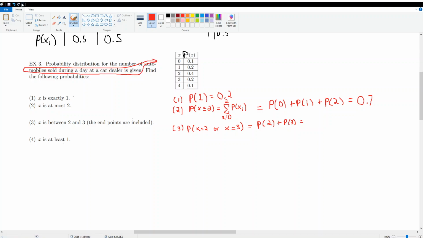Automobiles sold during the day. How are you going to sell one automobile and 2 automobiles at the same time if you're one dealer? You might say, oh, well, the dealer has 2 families. One family purchased 1 car, the other one purchased 2. Haha, you've been rolled. No, then he sold 3 cars. Not 1 and 2, he sold 3. In a similar vein here, the dealer sells 2 cars or he sells 3. Can't be both. So there's no P of 2 and 3. That's 0. So P of 2 is 0.4. P of 3 is 0.2. 0.4 plus 0.2, 0.6.